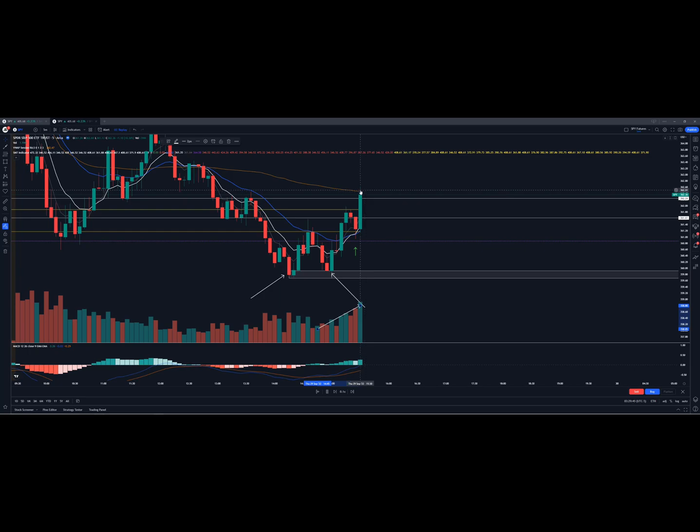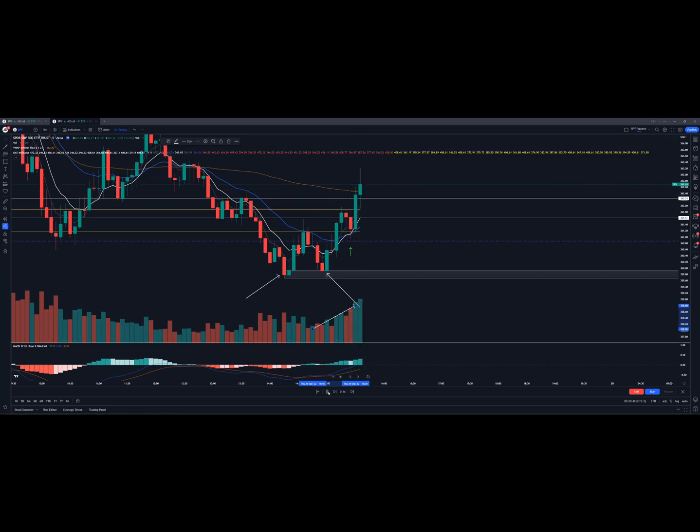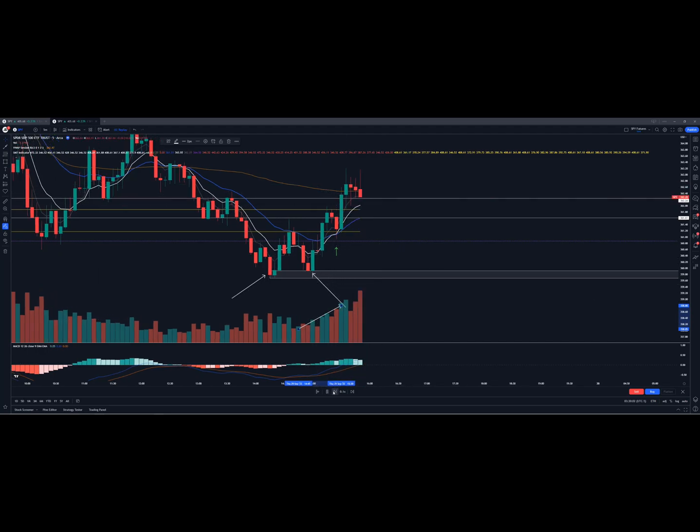VWAP is always my last target on these moves if we're below VWAP, because, as you can see, VWAP typically will end up with a strong rejection. It doesn't always break through like this. Oftentimes we have a rejection, close below, and we can continue that downside. So I would have taken all my profits here, but I'll go ahead and let this play out anyway.